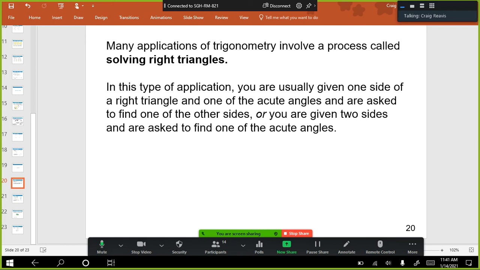All right, many applications of trigonometry involve a process called solving right triangles. In this type of application, you're usually given one side of a right triangle and one of the acute angles and are asked to find one of the other sides. Or you are given two sides and asked to find one of the acute angles.